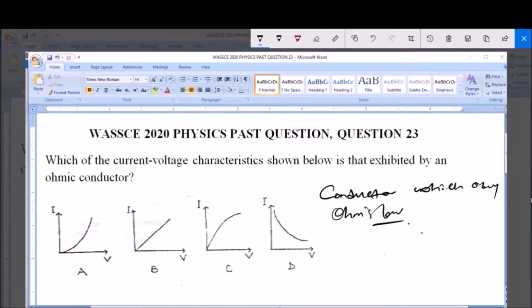Now, it says that the current flowing through a metallic conductor is directly proportional to what? To the potential difference, that's the voltage. Now this is Ohm's law, and so therefore we have that V over I is equal to a constant, and so we say V over I is equal to the resistance. Now this is Ohm's law.